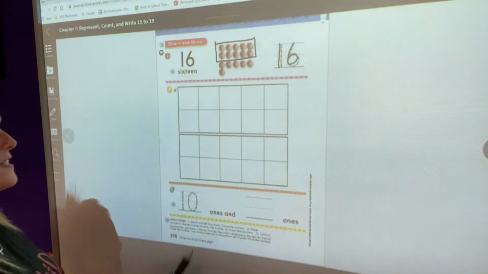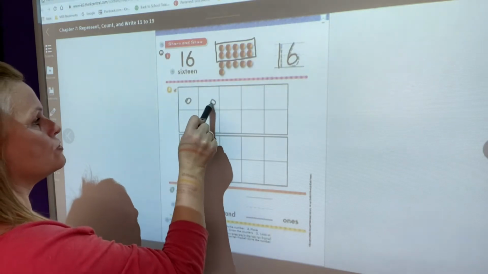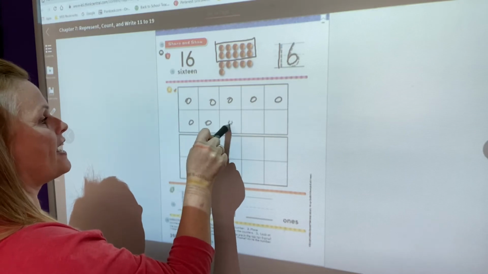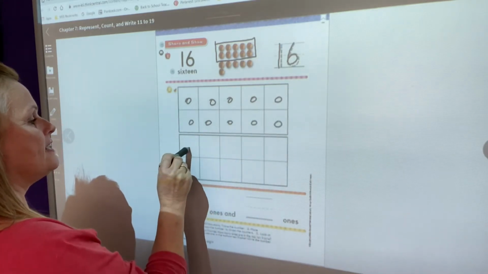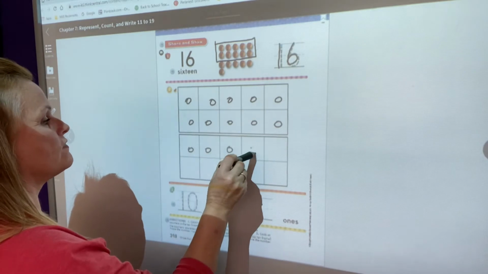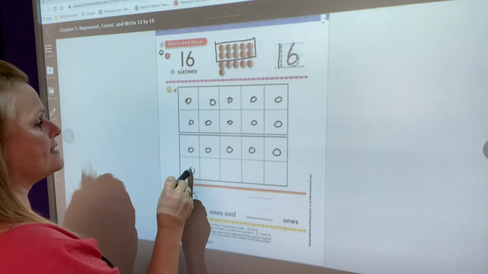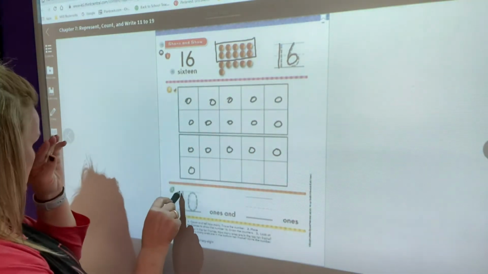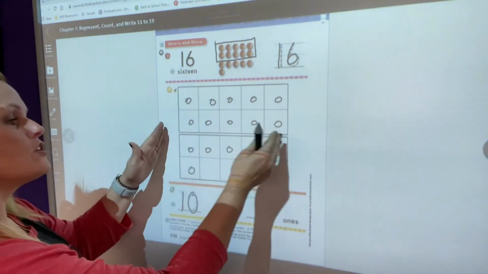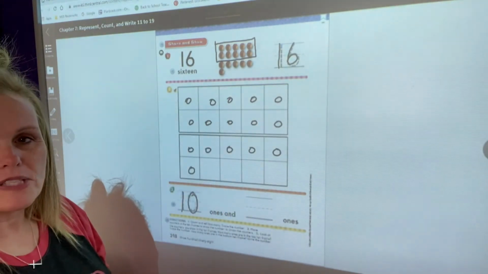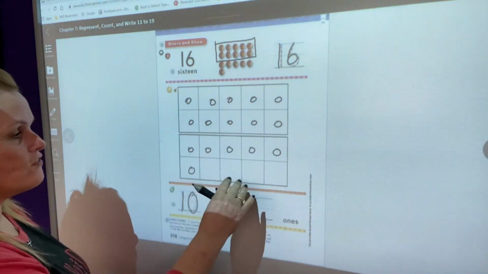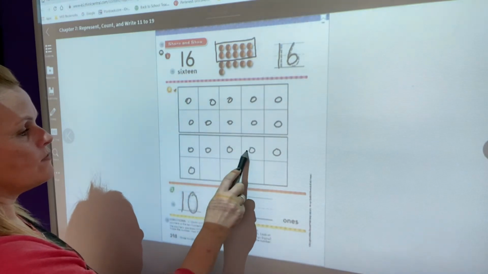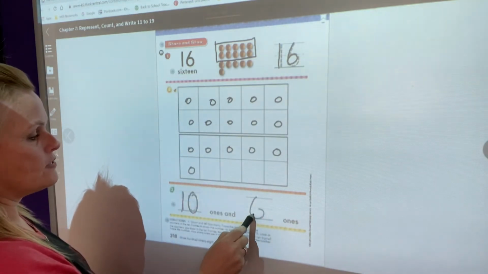Let's go ahead and draw 16 counters. 1, 2, 3, 4, 5, 6, 7, 8, 9, 10, 11, 12, 13, 14, 15, and 16. Now when we break it up, we still have a set of 10 ones up here. Don't be tricked just because they're putting it into a frame. These are still by themselves. It's not a whole 10 frame. So 16 would be 10 ones, and then 1, 2, 3, 4, 5, 6 more ones as well.